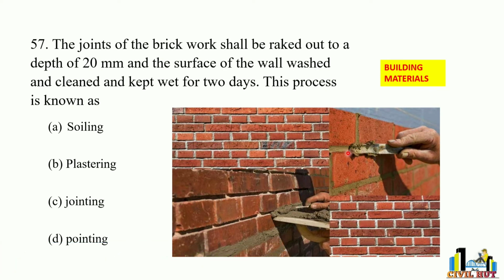This is the raking of brickwork joints. Our answer is pointing. The joints of brickwork shall be raked out to a depth of 20 mm, the surface of the wall washed and cleaned, kept wet for 2 days. This process is known as pointing. Option D is the correct answer.